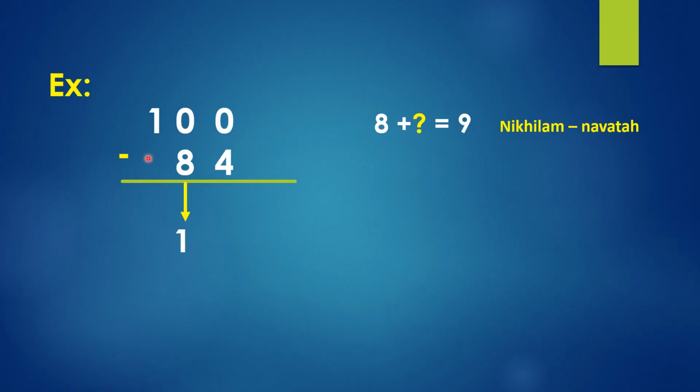Now in 84, it's a 2-digit number and 4 is the last digit. So the rule is Charamam Dashataha. How much should be added to 4 to get 10? It is 6. So easy. The difference is 16. 100 minus 84 is 16.